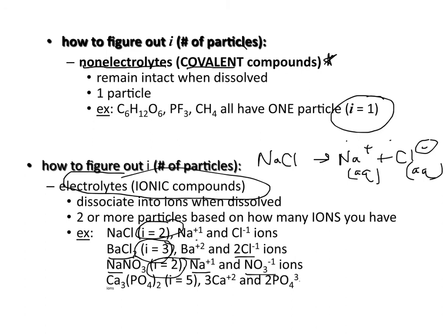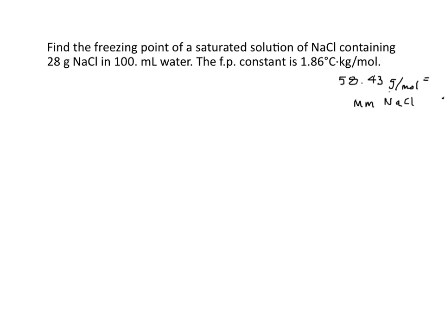So hopefully you guys see that the van 't Hoff factor for electrolytes, which are going to be ionic compounds, corresponds to the number of ions that each molecule puts into solution. If we're dealing with covalent compounds, the van 't Hoff factor will always be 1. It's always going to be an i value equal to 1. So let's look at some practice problems.